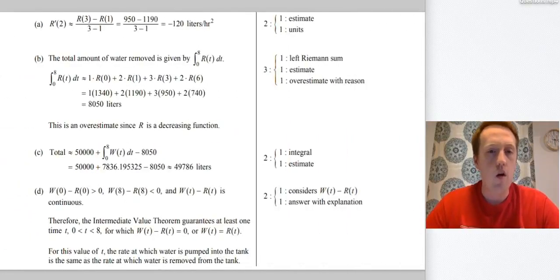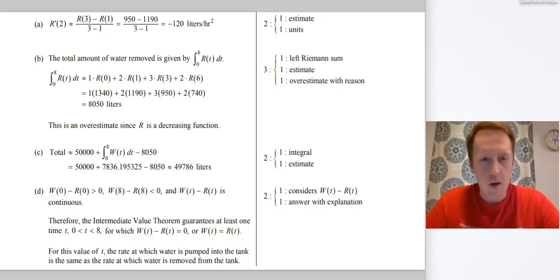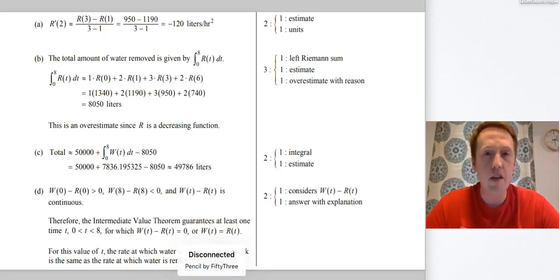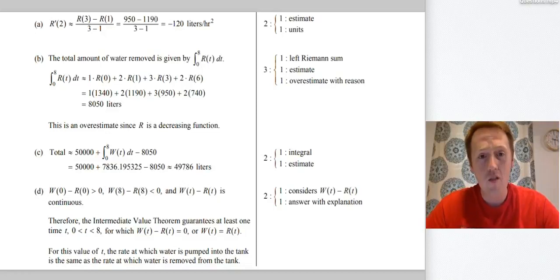All right, let's look at our points again. R prime of 2, we estimate with a derivative, and we get negative 120 liters per hour squared. Now I want to point out, you get 2 points for this. One point is for the estimate, 1 point is for the units. Sometimes, I can't think of exactly when it is, but sometimes you just get 1 point. It's the answer with the units, and if you miss the units, you miss the point. So make sure you're careful about that.